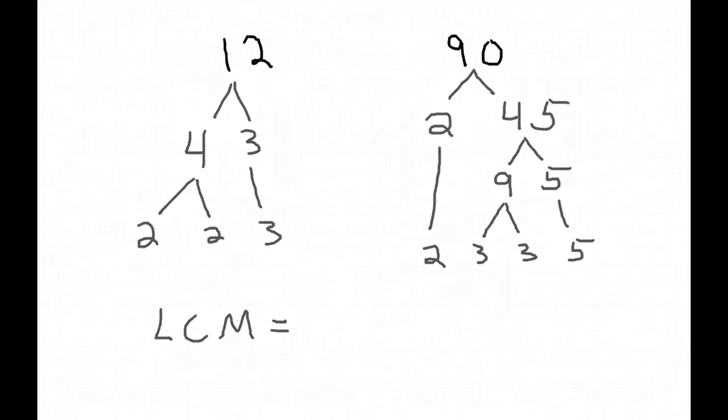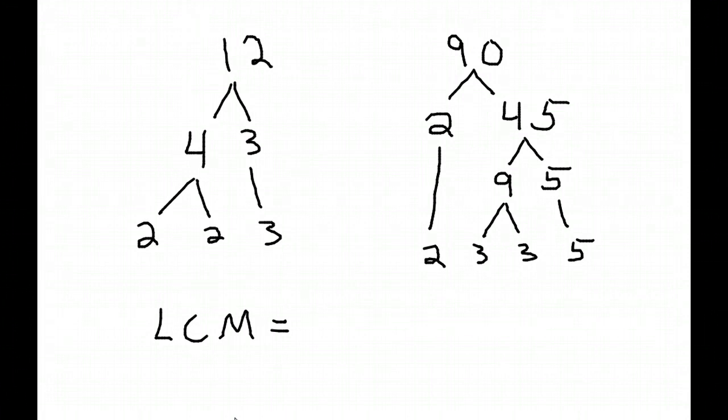Okay, now what about 12 and 90? I have no idea what the smallest number that 12 and 90 would go into is. So for numbers that are too large for us to just do in our heads, we're going to start with the same thing that we did before. We're going to write the prime factorization tree for both of the numbers. Okay, now I have the prime factorization of both numbers listed here.